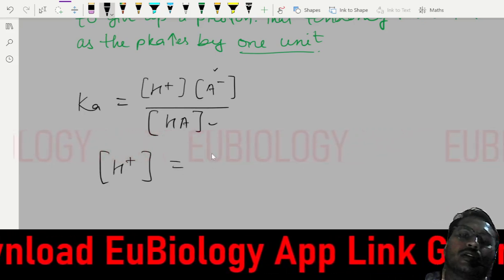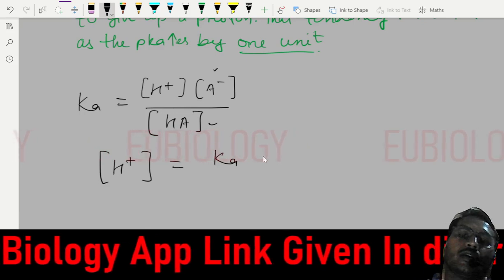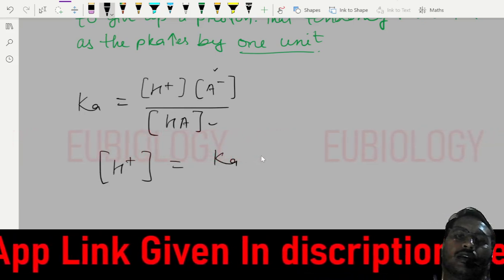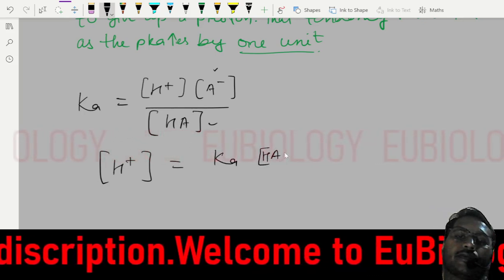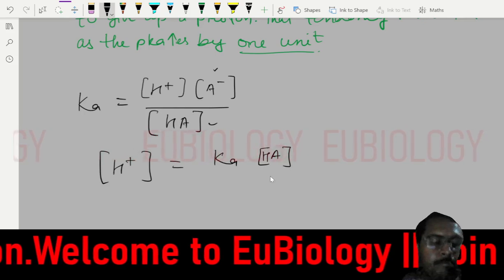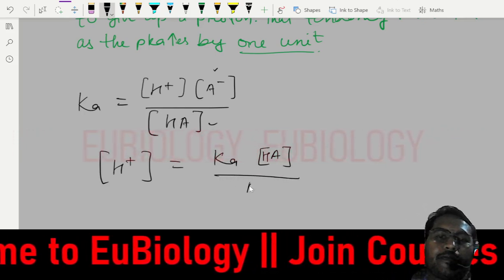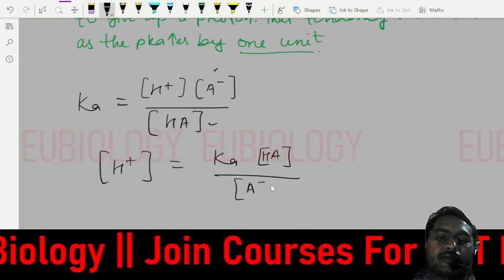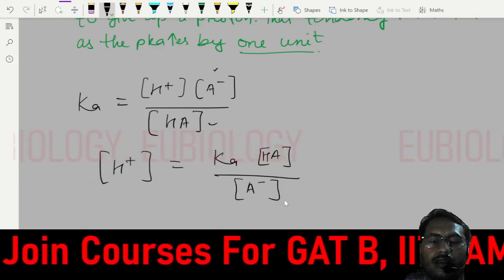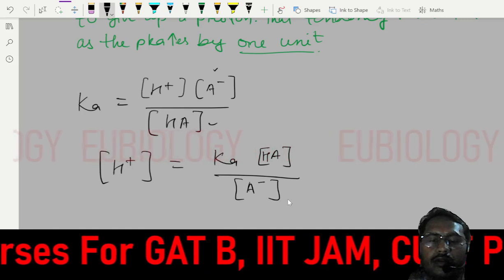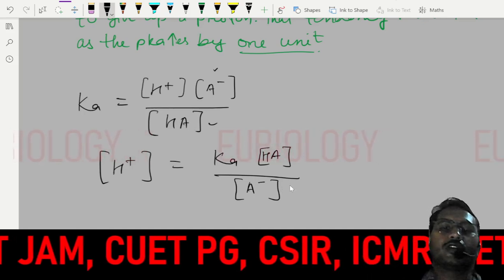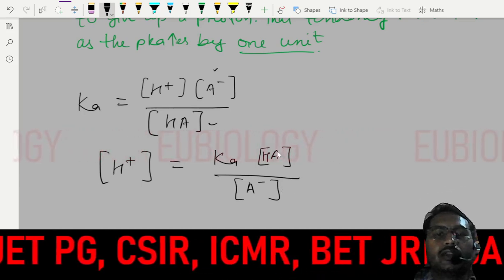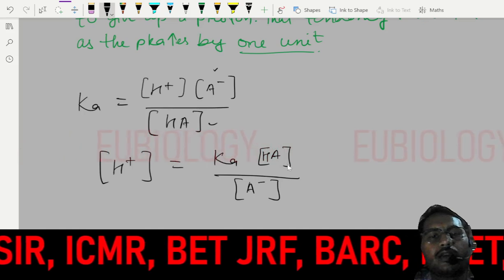Ka into HA divided by A minus. So what is this? A minus will become your conjugate base, and this will be your acid.